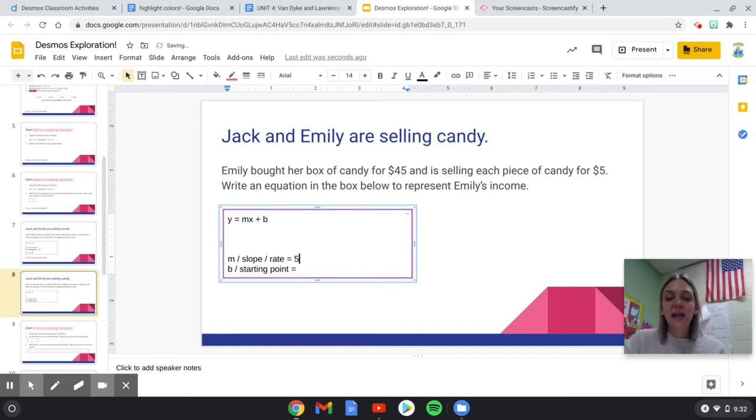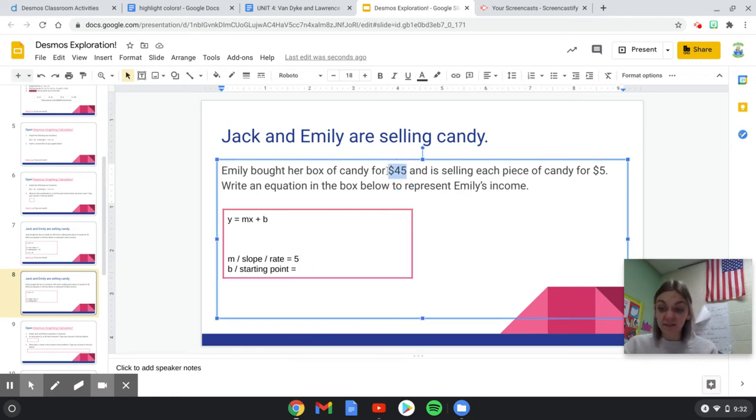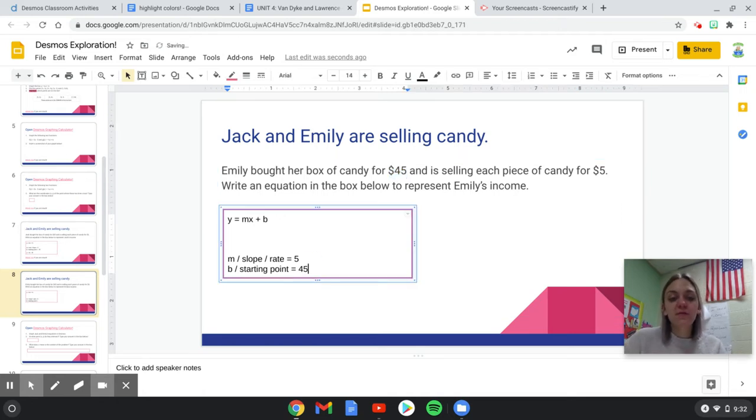Just like with Jack, I know that's going to have to be my slope because every time she sells a candy bar, she earns $5. And then the starting point is going to be something about this $45 because she paid this one time, and then everything else after that is going to be her earning money selling the candy. So I know my starting point is going to be $45, but just like with Jack, this is going to have to be a negative because she had to spend that money. She had to pay somebody else $45 to get the box of candy. This 5 is positive because she's earning $5 each time she sells a candy bar.